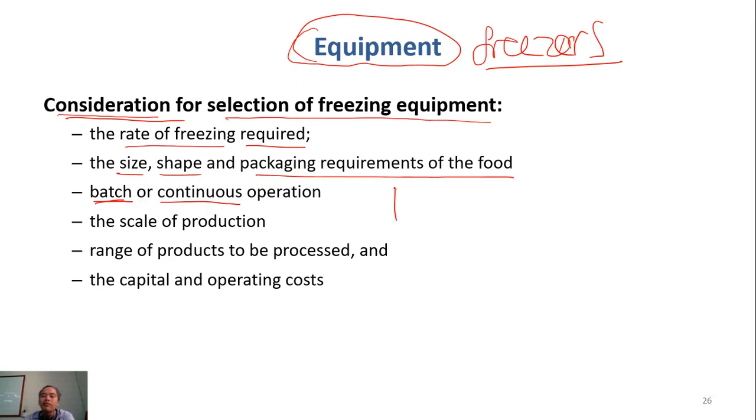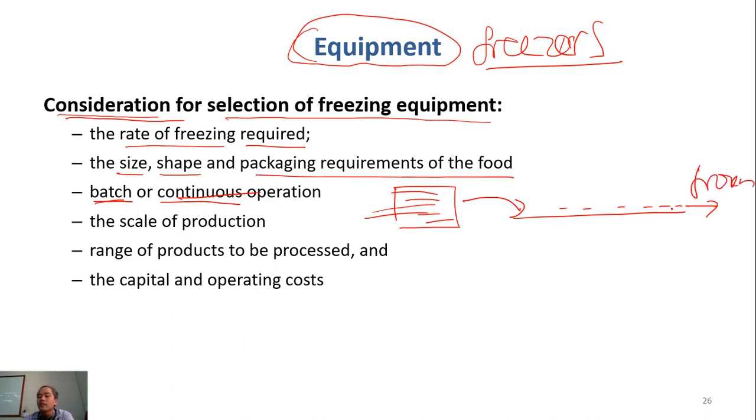Batch means you have a freezer. For example, you put in your food, you freeze your food, you finish one batch and you continue with a new batch. Continuous means you have a system that works continuously. Food enters one side and then gets out the other side, already frozen. This is continuous. Which one is more flexible, batch or continuous? Normally the batch system is more flexible. It means that today you can freeze this food, tomorrow you freeze another food, a different type of food. It allows you to do that.